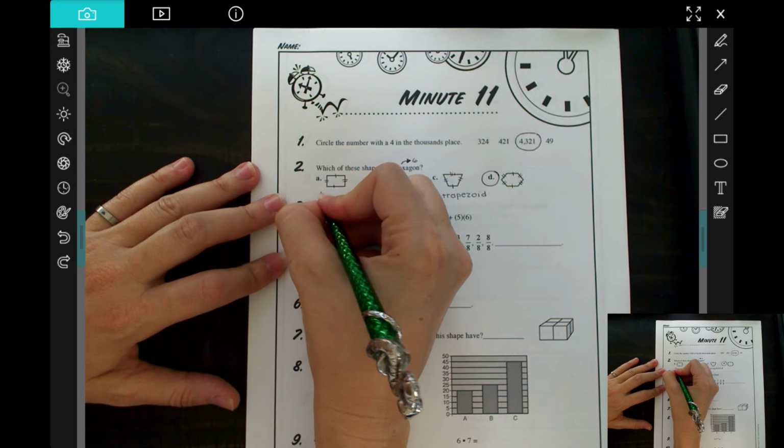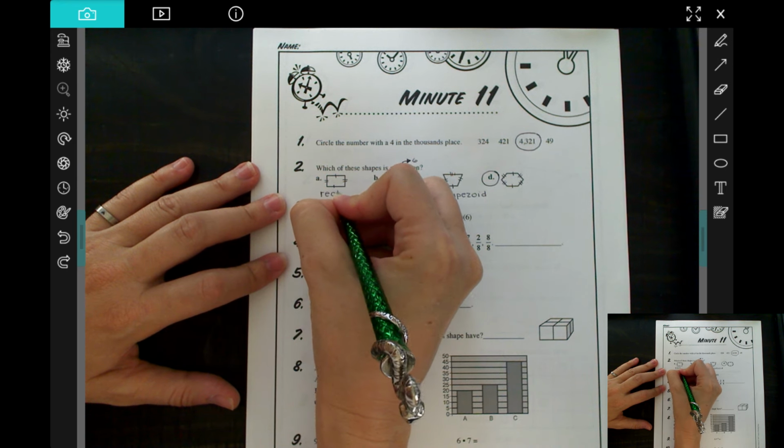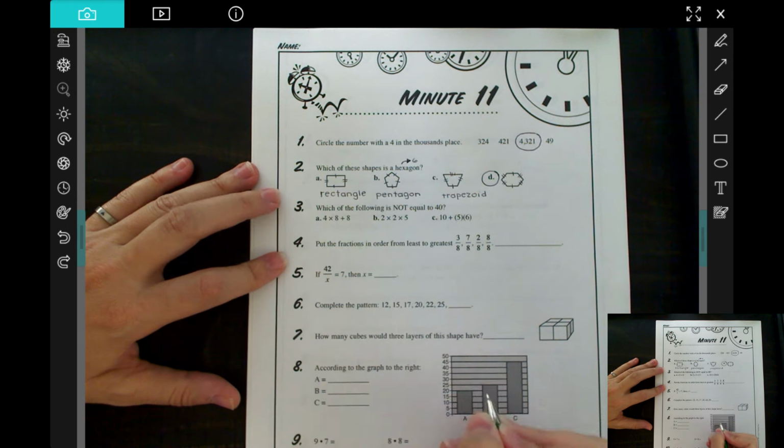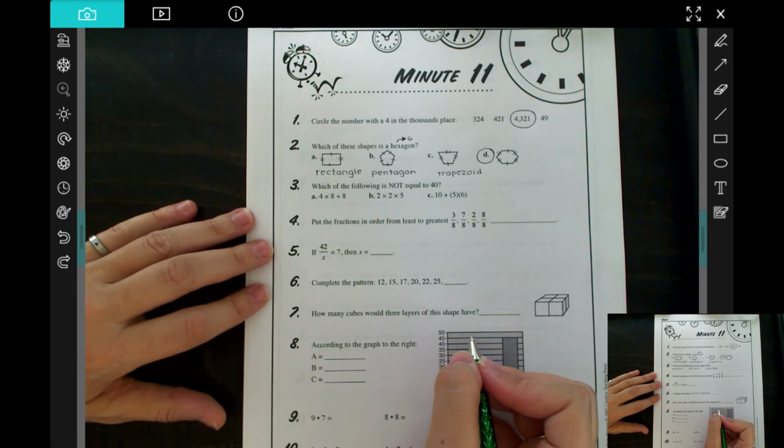You should definitely know your shapes. My daughter is already learning about hexagons and pentagons and trapezoids and rectangles, so that should be one that's pretty simple for you.